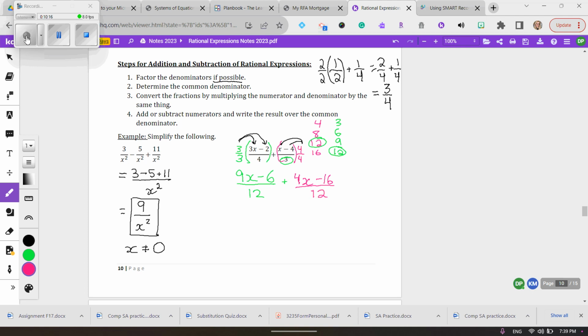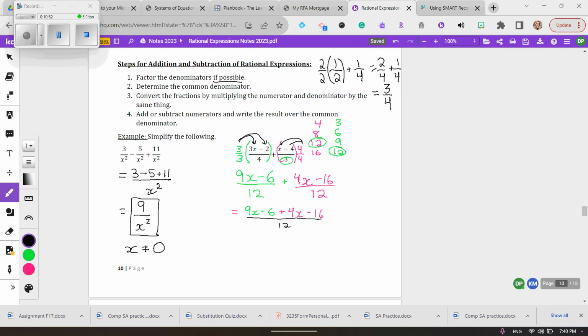So now we have a common denominator. That means that I can add or subtract my numerators and leave the bottom the same. So I'm going to get 9x minus 6 plus 4x minus 16 all over top of my common denominator of 12. So remember, I don't add 4 plus 12. The 12 just stays the same.